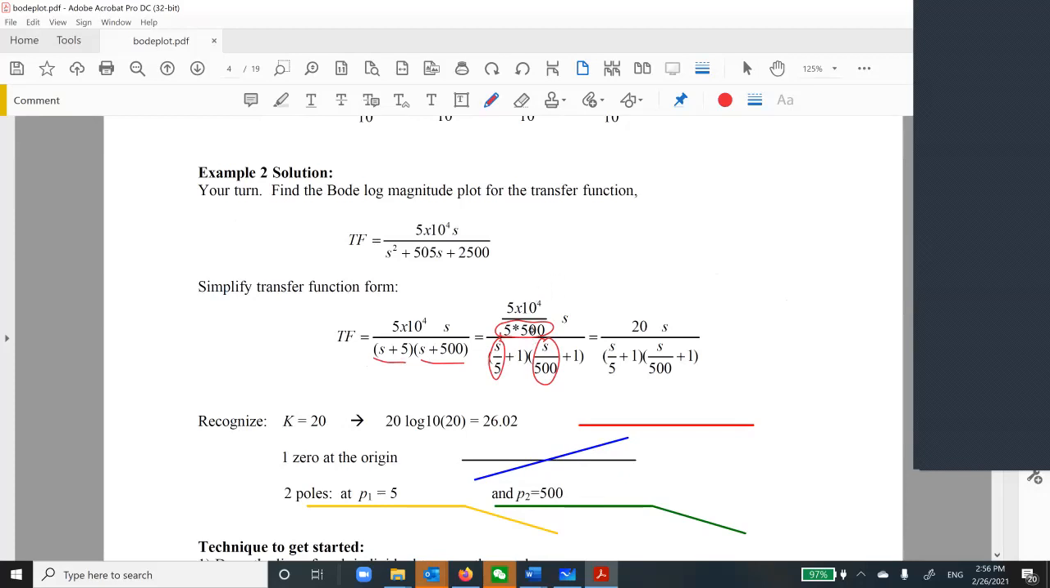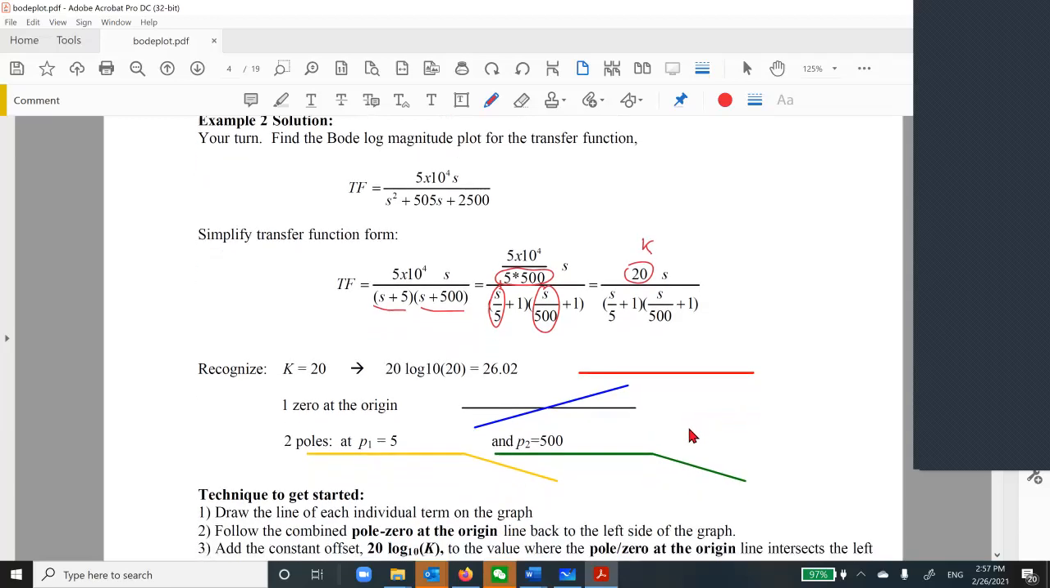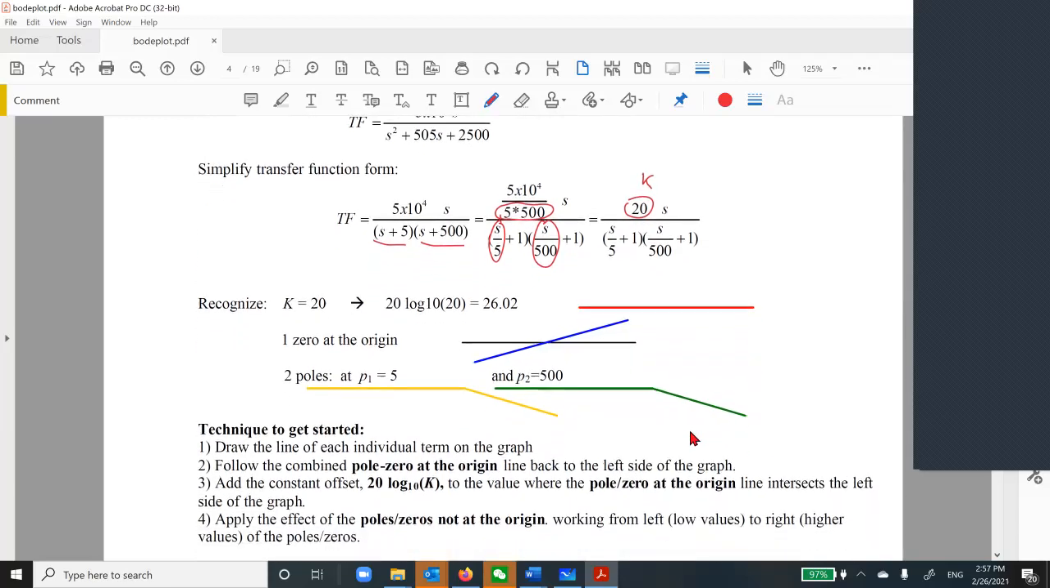This is 500 divided by 25. Okay, 500 divided by 25. It's 100 divided by 5, which is 20. Okay, it's 20. So then this is my K. This is my K. So I have 3 things. I have 4 things actually.